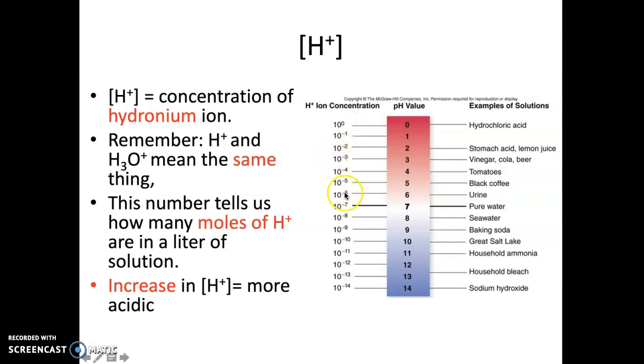So realize that right here we have this spectrum of concentration. And these are pretty small numbers. Okay, they're pretty small numbers. And then you have a lot of different solutions. So even these bases like household bleach have a really small amount of H plus in them. It has a tremendous amount of OH minus, which we'll come back to later.